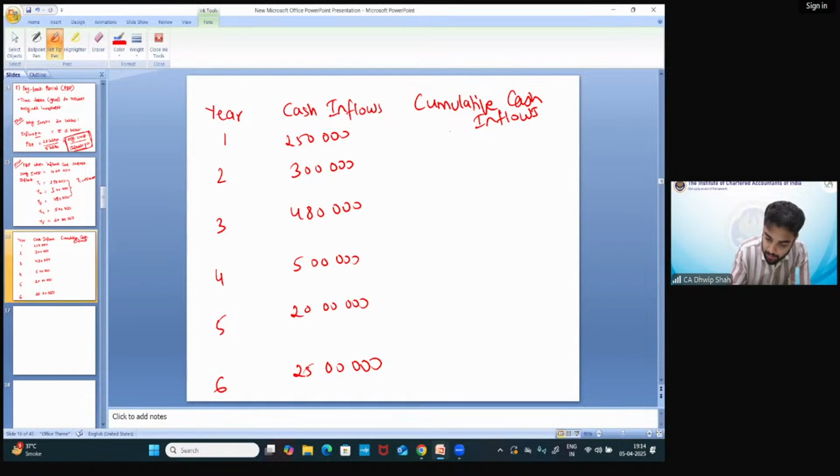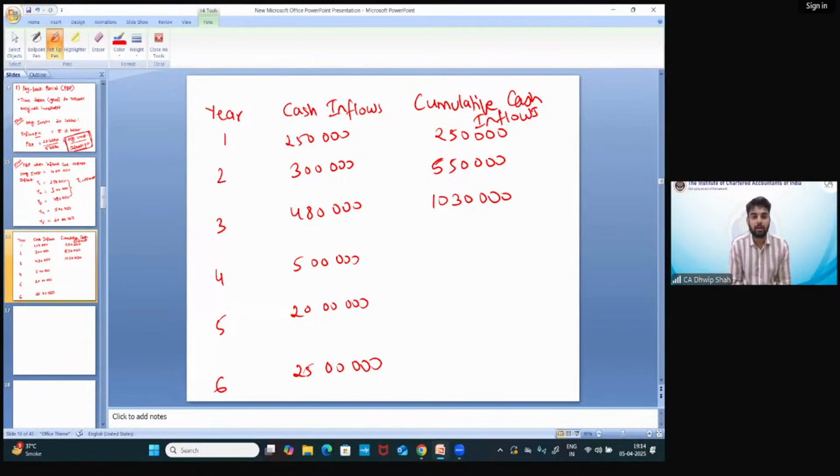So let's prepare. Till the end of year 1, I'm able to recover 2,50,000. Till the end of year 2, I'm able to recover 5,50,000. Correct? How? Simple. You are doing cumulation: 250 plus 3 lakh. So till the end of year 2, my business is able to generate a cumulative inflow of 5,50,000. Till the end of year 3, again 550 plus 480. How much will it be? Can I say 1030? So till the end of year 3, my business recovered 10,30,000.